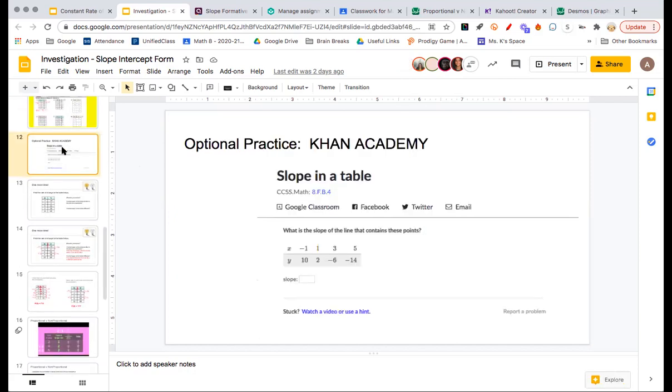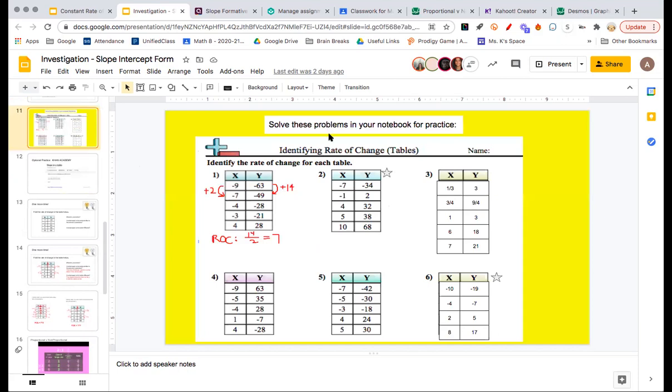Miss, for the problem we did before, what was the final answer? Like to check what I got. In problem 4, yeah, it's a negative 7 over 1. Yes. Okay. Thank you.